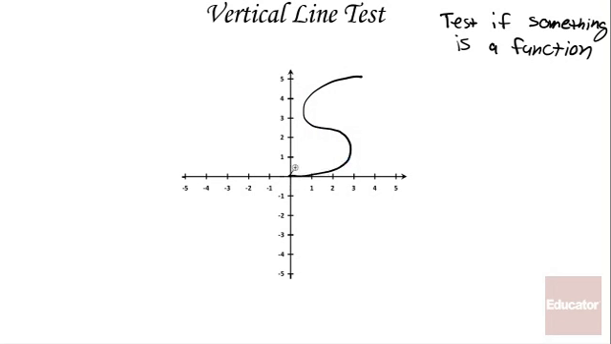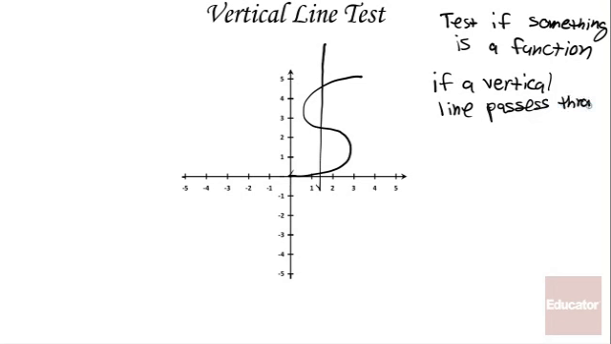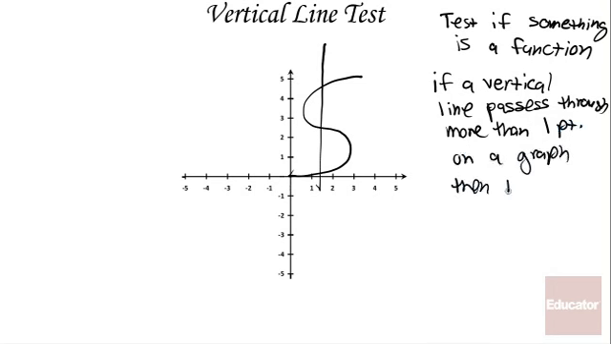Okay, let's look at this situation. If I drew a vertical line, so here's my graph, and let's say I drew a vertical line here. If the vertical line passes through more than one point on the graph, it is not a function. If a vertical line passes through more than one point, then the graph you have is not a graph of a function.